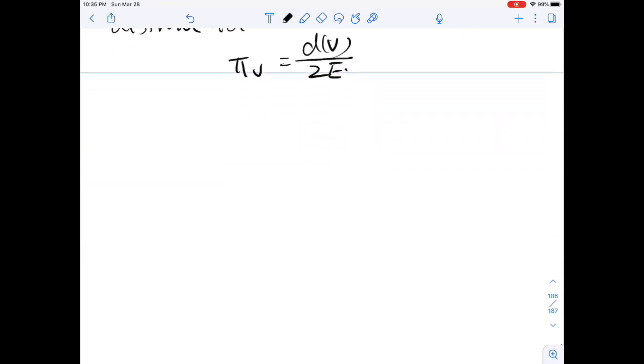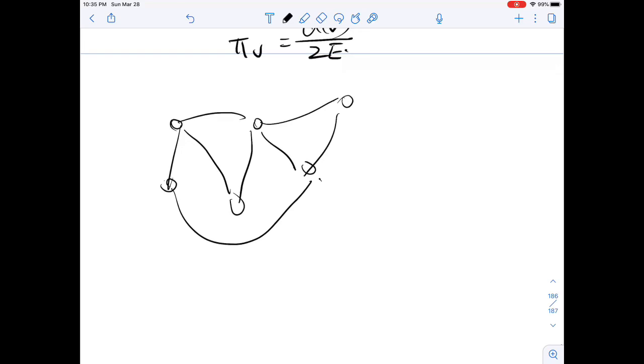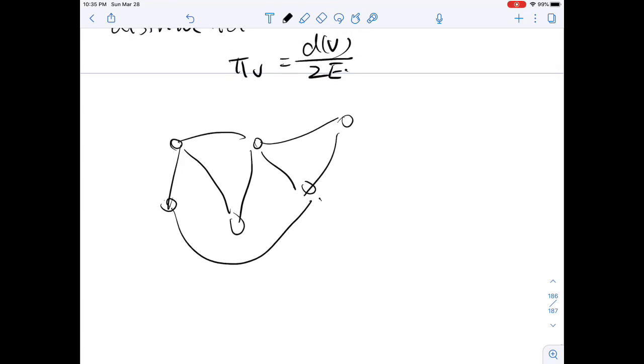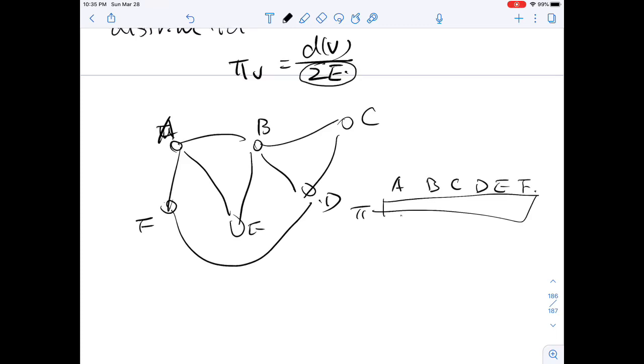So what does that mean? That means if I look at any random walk on this graph, I want to be able to pull out the stationary distribution. This is pi, this is A, B, C, D, E, F. So I want to write out my stationary distribution pi A, B, C, D, E, F. The denominator is the same for everyone, and it says that in the stationary distribution, the mass associated with a particular node is proportional to the degree.